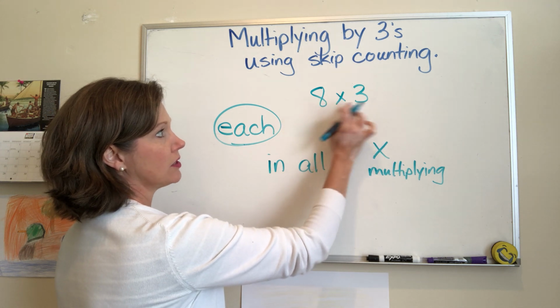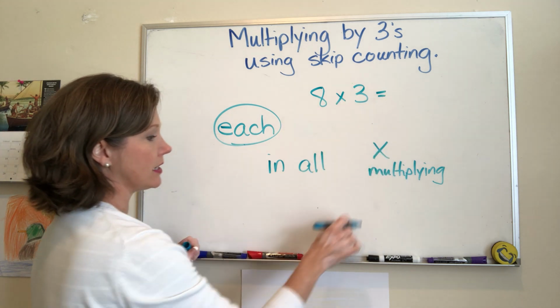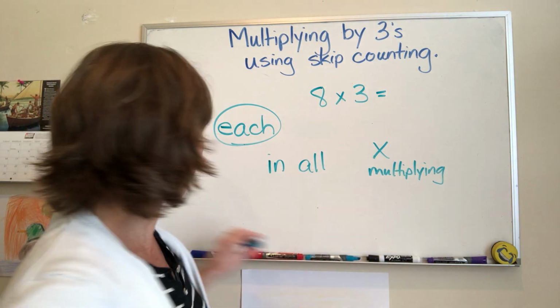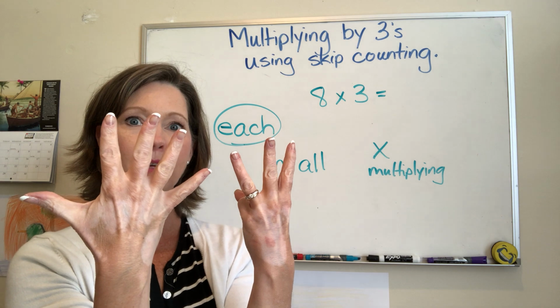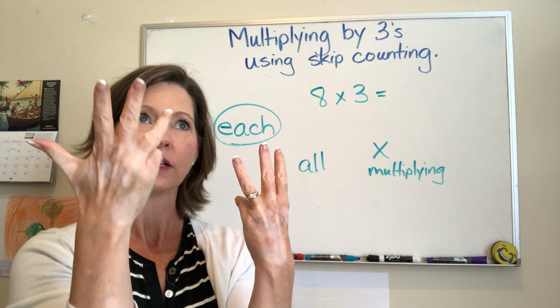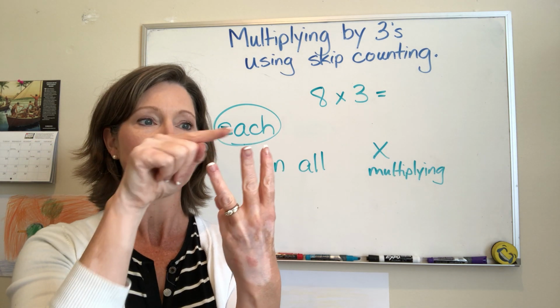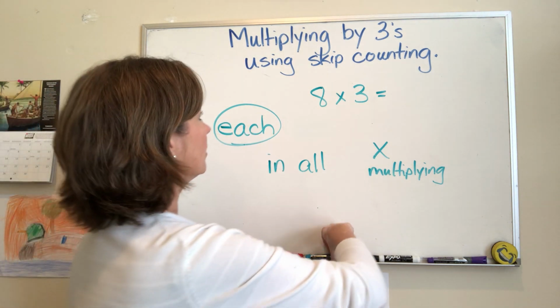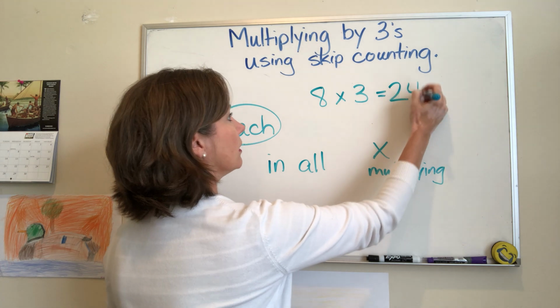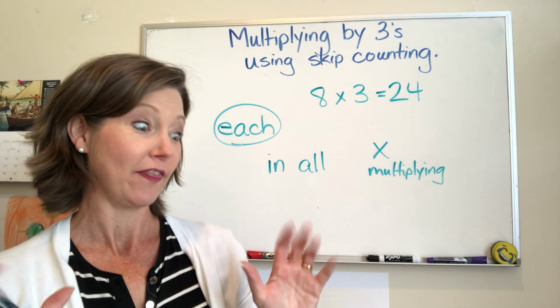You have 8 pages, 3 on each page. Well, what is 8 times 3? Well, I don't know, but I have my fingers to help me. I want to get to 8, and I'm going to count by 3s. 3, 6, 9, 12, 15, 18, 21, 24. 24 stickers in the entire album.